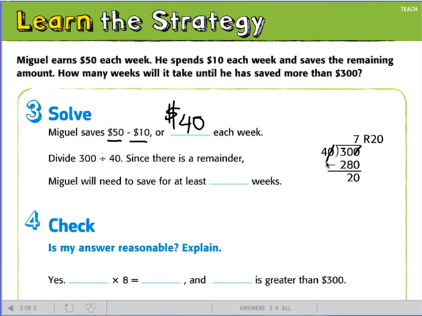Okay? I like to get rid of the zeros because it makes the math simpler. 4 goes into 37 times with the remainder of 2. Okay?